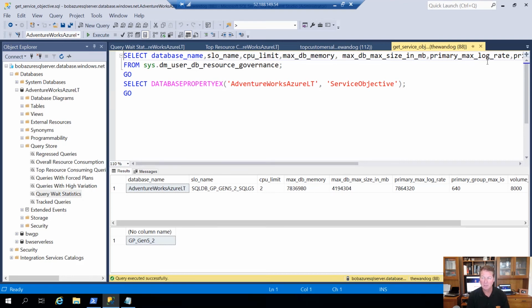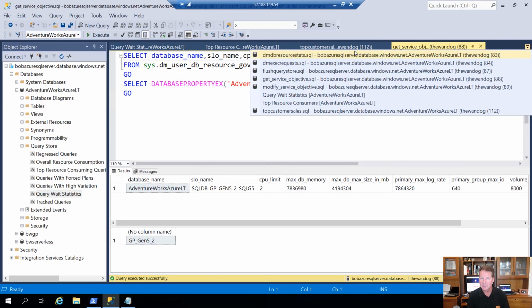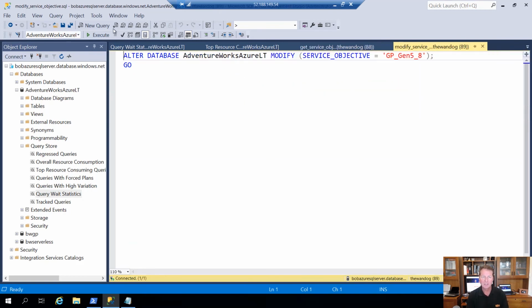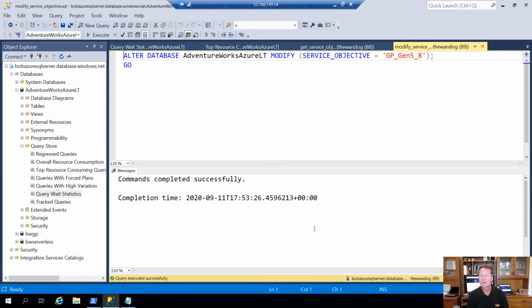Maybe I just need more CPUs. I can use the power of T-SQL. I could use the portal, but I could go into T-SQL here and change with a single command to now scale up to 8 vCores for my application. Now this is an asynchronous operation, so it'll take a few minutes to run, but this is going to give me more vCores for my deployment without me having to migrate my database.